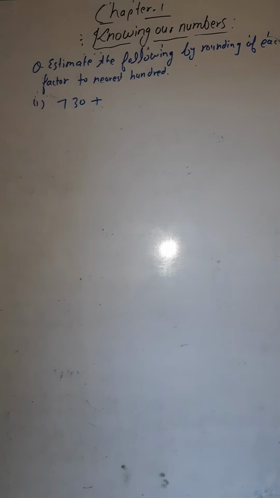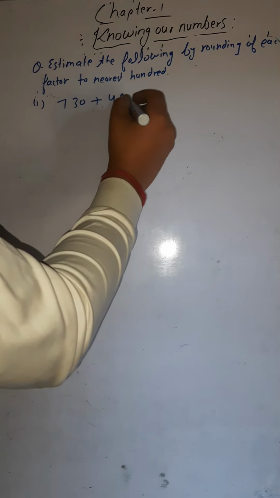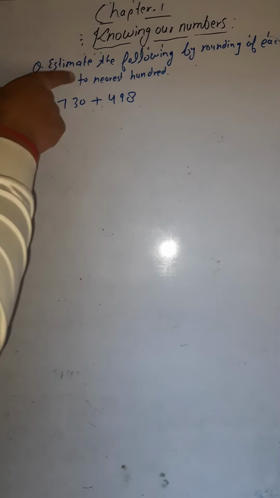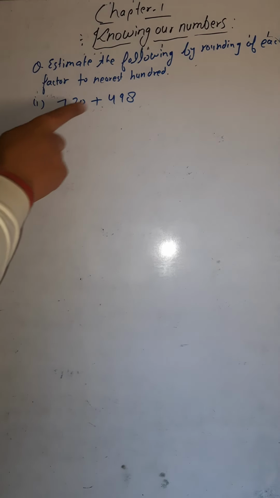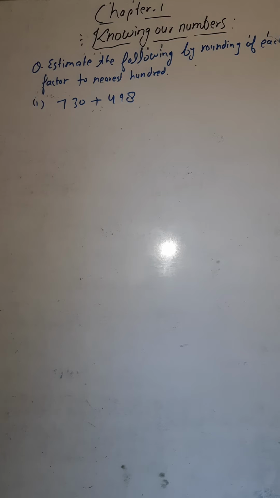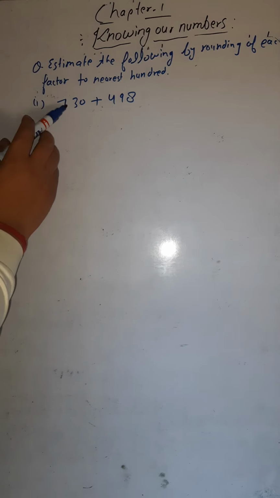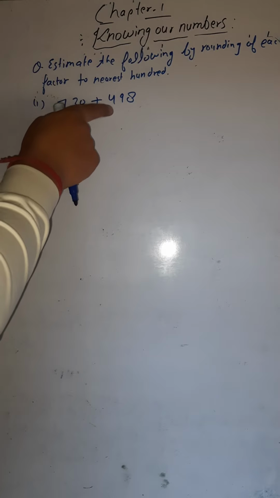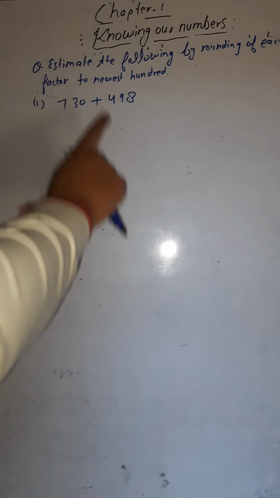730 plus 498. So what you have to do here, are you knowing? You have to round each of the factors into their nearest 100, then you have to add them. Okay, so can you tell me the nearest 100 of 730? Means you have to round this number 730 to its nearest 100. Then again you have to round this 498 to its nearest 100 again.